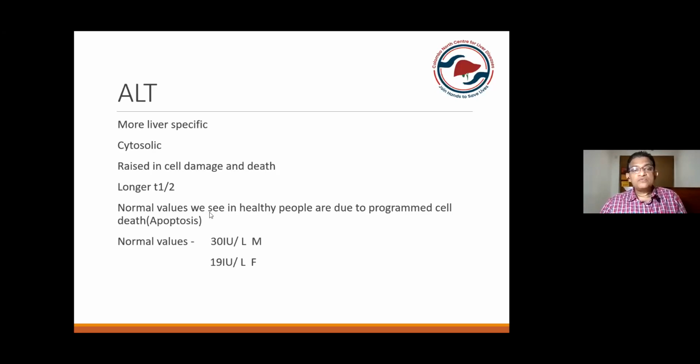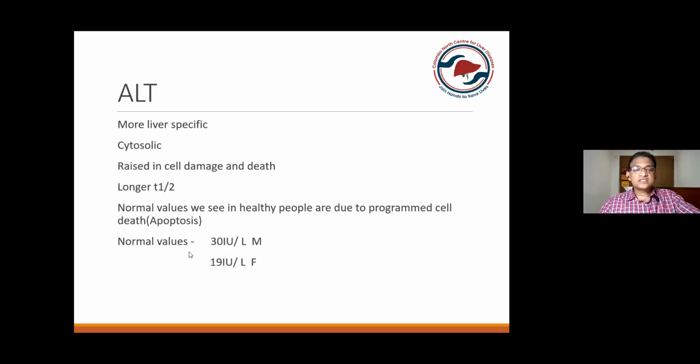And the normal value we see in healthy people is due to programmed cell death or apoptosis. So if we have a higher ALT level, what it means is that we have a higher hepatocyte death rate. So it's not good news. So if our liver is normal, we should have liver enzymes within normal limits. And also the current accepted normal limits are much lower.